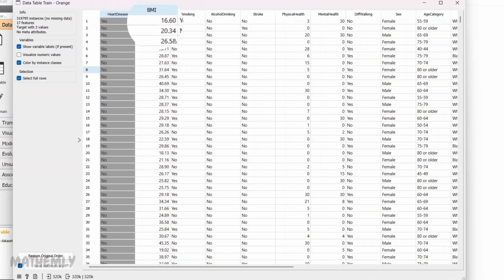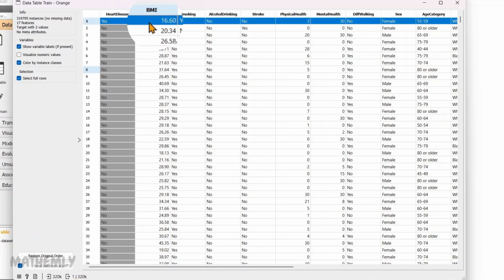For example, let's take a look at the first row of data. The BMI is 16.60, which is considered underweight. The person is a smoker. They do not consume alcohol. The physical health metric is 3.0, indicating the number of days in the past month when they experienced poor physical health. Their mental health metric is 30.0, suggesting that they reported nearly the entire month as mentally unhealthy days.